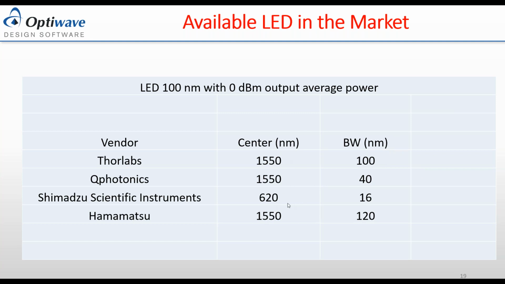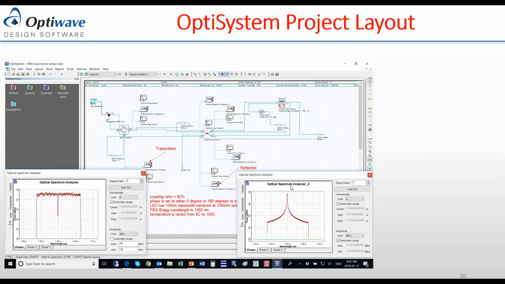And then you can use these commercial values, commercial specifications in the simulation. This is the setup of the loop mirror. As you can see, this is the LED biased with the DC bias going through the circulator into the fiber coupler, into the phase shifter here, and then into the grating, and then back to the directional coupler. And you can measure the reflected signal here, or sorry, the transmitted signal here.